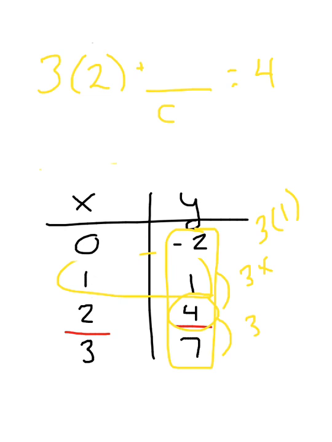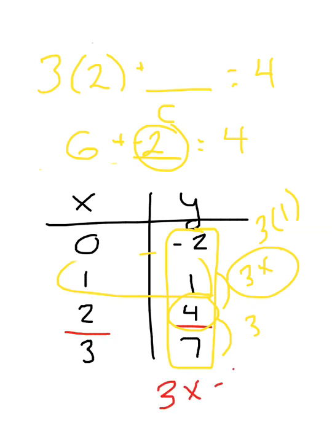Then I just do some simple algebra. 3 times 2 is 6, plus something equals 4. The something I'm adding in this case is the constant, which is -2. Once I know what my constant is and what I'm jumping up by each time, I'm going to be able to find my equation. So in this case, 3x minus 2.